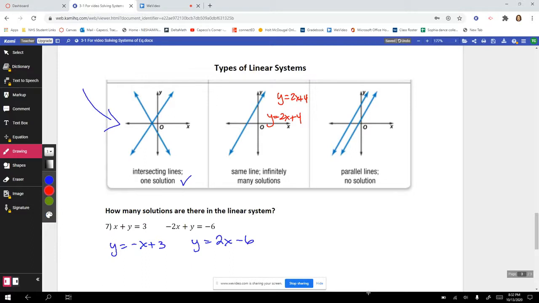So if I were to graph one on top of the other, how many times would they touch? Infinitely many times. That's how many solutions there are, how many times they'll touch. In our first example, they only touched once. That's how many solutions they have, just one.